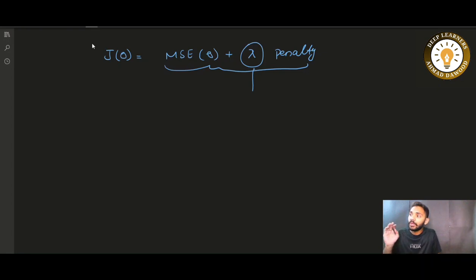We have discussed that there are two types of penalties we usually add. One is the squared L2 penalty, and the second one is the L1 penalty. So in this session, we will start with lasso regularization, in which we add the L1 penalty to our error function, or cost function.